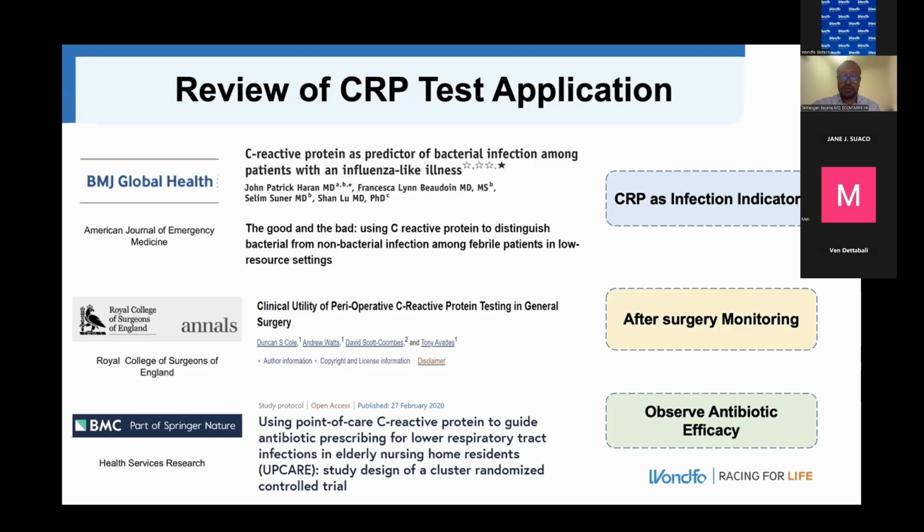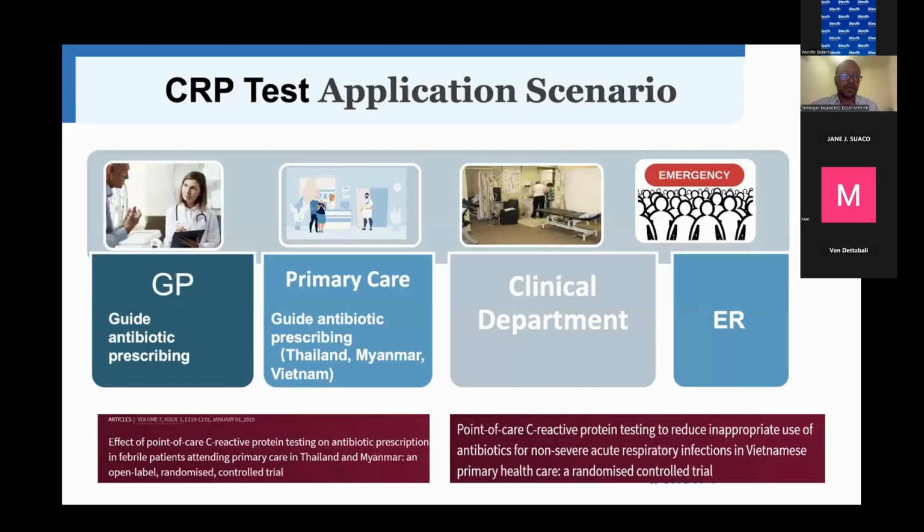So you can use it in that category as well. Its typical test application scenario can be in any of the GP clinic, in the general practice settings, or in the primary care settings, in clinical departments, in different clinical outpatient departments, in the emergency room, and so on. This is significantly studied and results seen in the South Asian context, in European context, and worldwide as well.